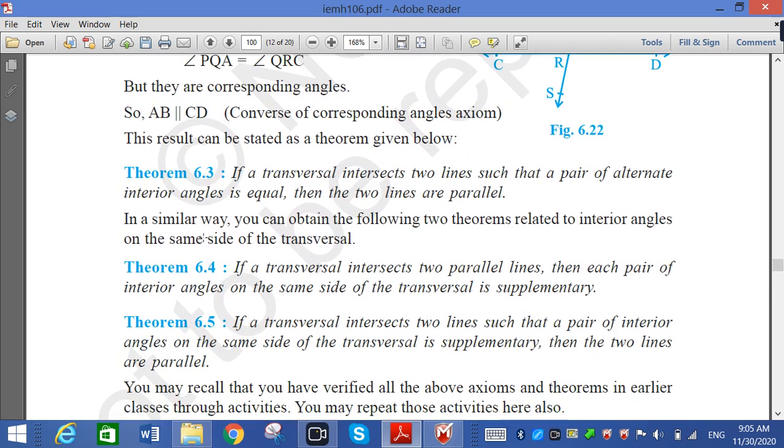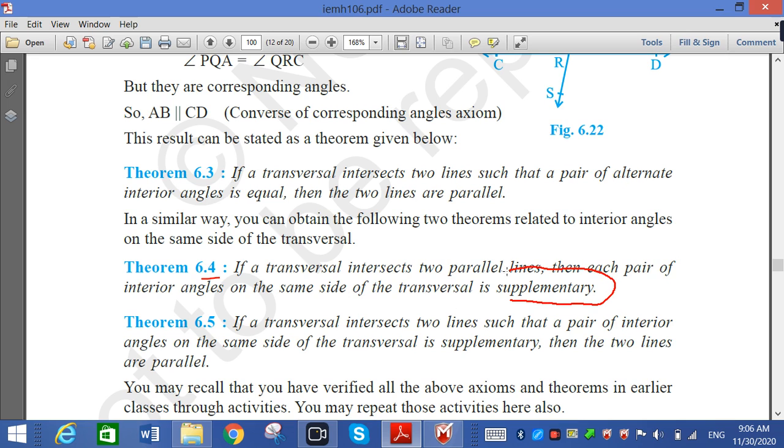Now 6.3. If a transversal intersects two lines such that a pair of alternate interior angles is equal, then the two lines are parallel. So if a corresponding angle pair is equal, the lines are parallel, and if alternate interior angles are equal, they are also parallel. Now this is important. If a transversal intersects two parallel lines, then each pair of interior angles on the same side of the transversal is supplementary.